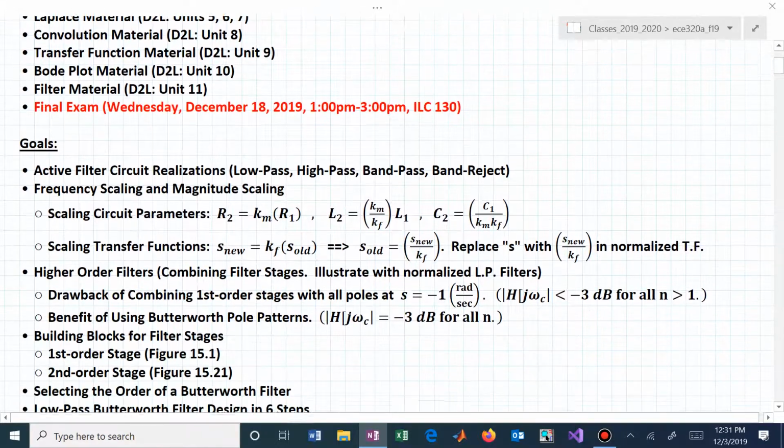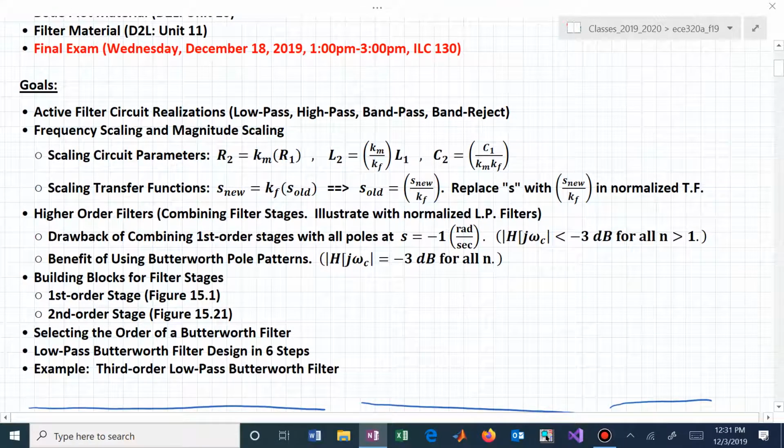What I want to do today, fairly busy, is go through active filters and basically just show you what some of those structures look like for the low pass, high pass, band pass, and band reject. And then we'll get into scaling. How do we frequency scale? How do we magnitude scale? Typically you will design a filter on a normalized transfer function or on a normalized filter. How do you convert that to be something different? That's what we use scaling for.